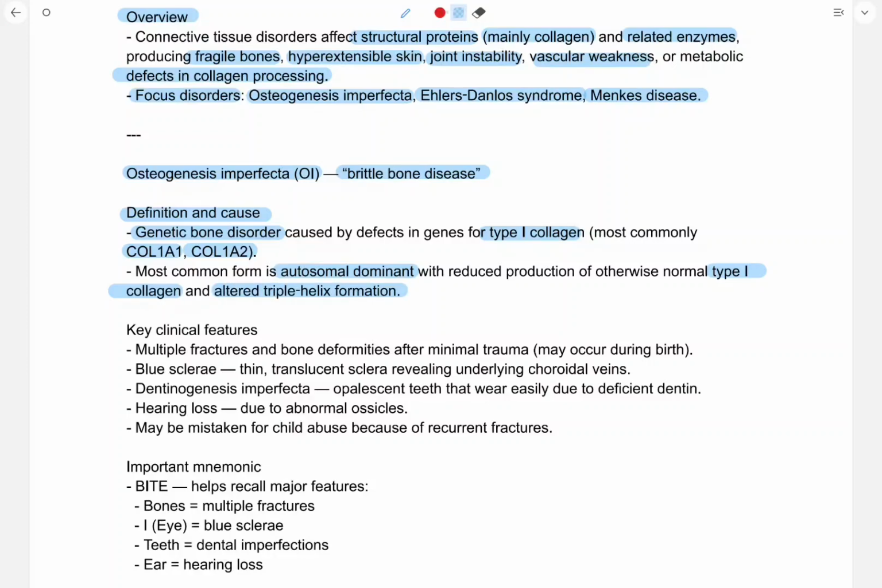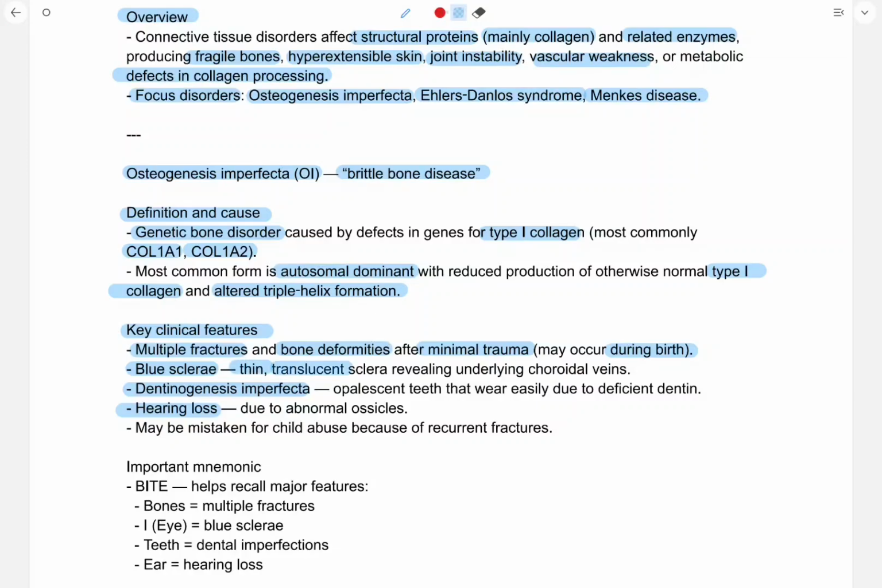Key clinical features of osteogenesis imperfecta are multiple fractures and bone deformities after minimal trauma, which may occur during birth. Blue sclera, dentinogenesis imperfecta, hearing loss. Multiple fractures and bone deformities after minimal trauma may also occur during birth.